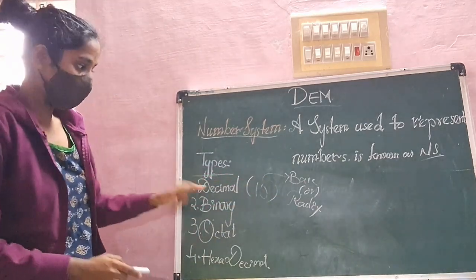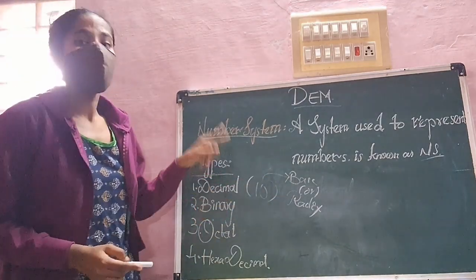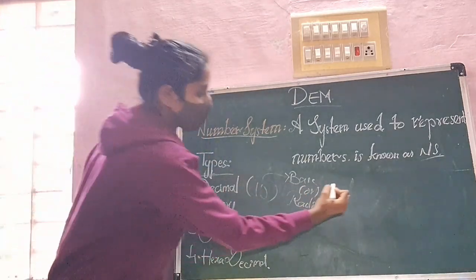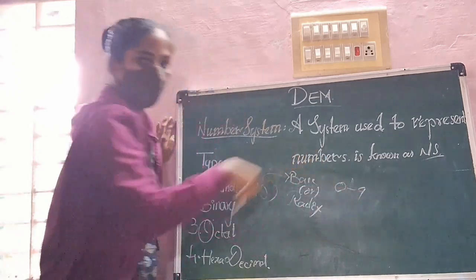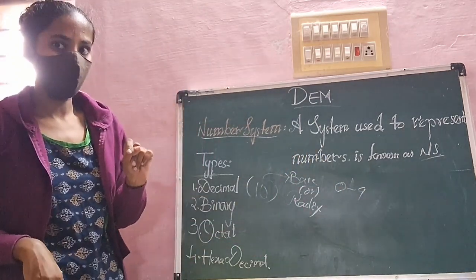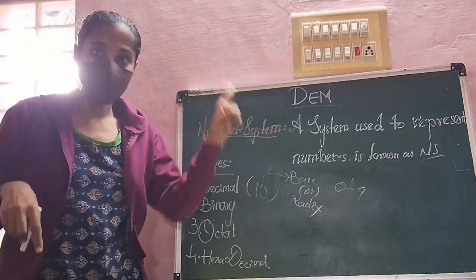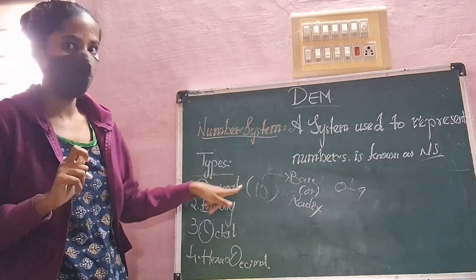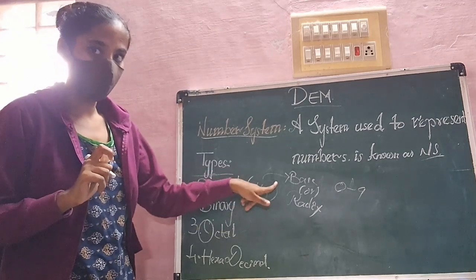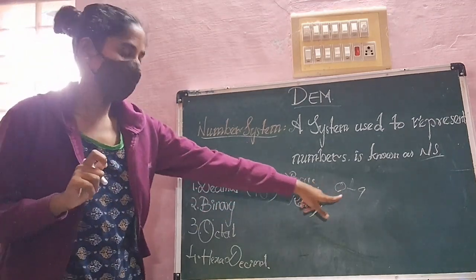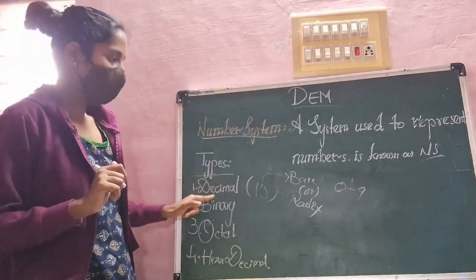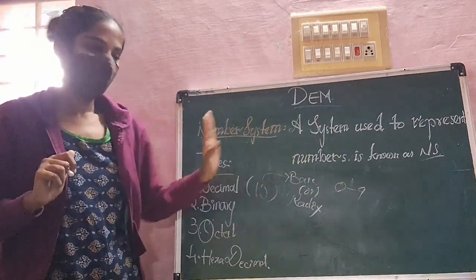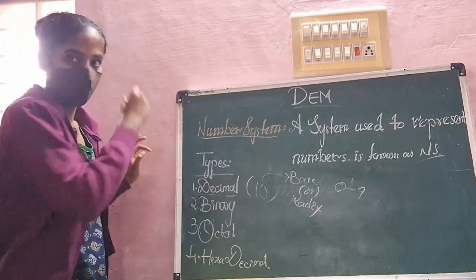The base is 10, but it will take values from 0 to 9. When we count from 0 to 9, it becomes 10. So decimal consists of base 10, and the values are 0 to 9. You have completed decimal.